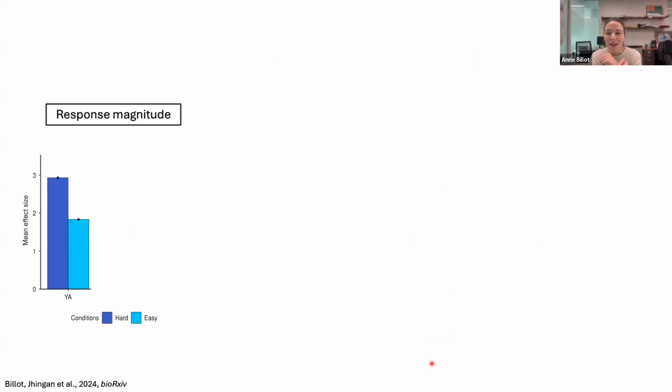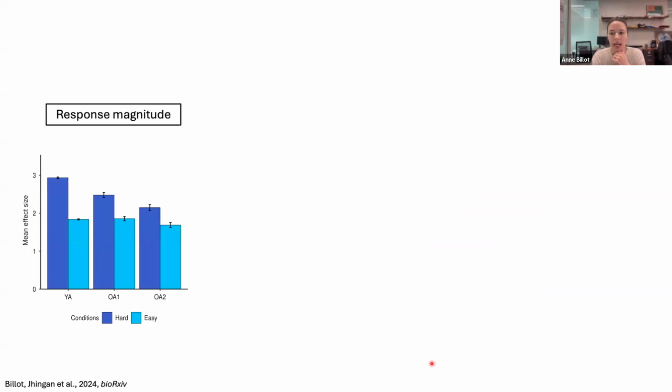All right, so before I show you the results, I'd like to orient you to the plots I'll show throughout these two studies. And I will always show the results with young adults first, as you can see here, and then I will show the results for the two older adult cohorts, as you can see here. And the response magnitude plots will always show the condition of interest in a darker shade.